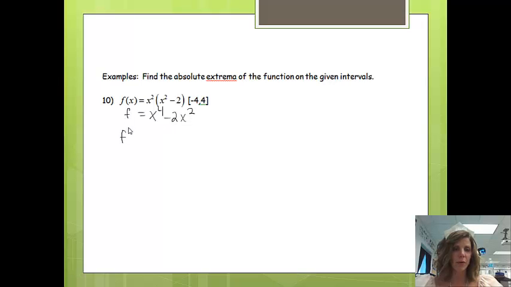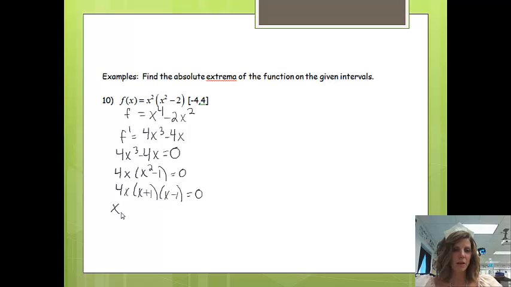Okay, now I'm going to go ahead and take the derivative. So I'll get 4x cubed minus 4x. Again, I would like to find the critical numbers. To find them, I need to find either where the derivative equals 0 or where it's undefined. In this case, we'll just find where it equals 0. And when I do that, I'll factor out 4x. I'll get x squared minus 1. And then once again, I can factor x plus 1, x minus 1. My critical numbers will be x equals 0, x equals -1, and x equals 1.